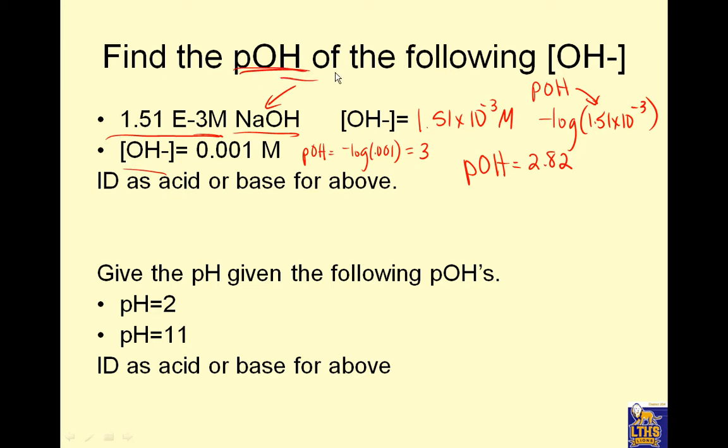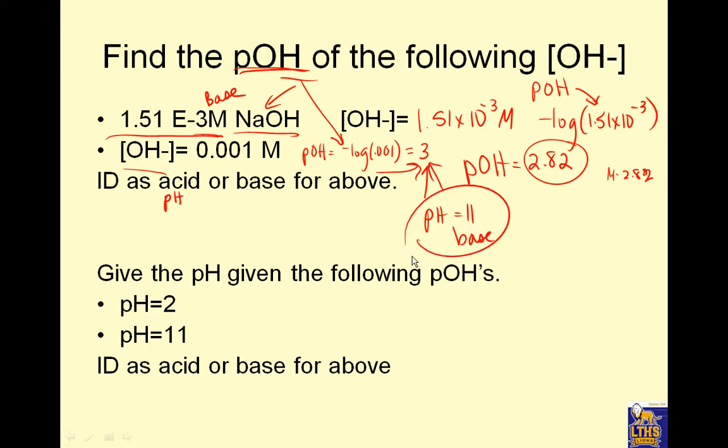Now, that's the pOH. But what does that mean about acid or base? We always do acid based on pH. And up here we found pOH to be 2.82. Well, 14 minus that is the pH. So 14 minus that would be basic. So this is the base. And then pOH of 3 means pH is 11. So then this one would be pH equals 11. So that's a base as well.